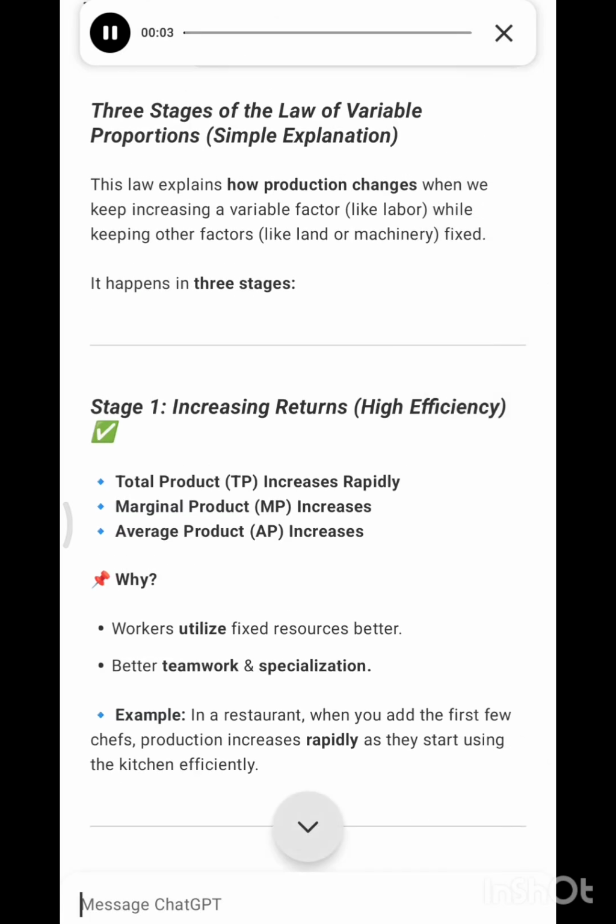Simple explanation. This law explains how production changes when we keep increasing a variable factor like labor, while keeping other factors like land or machinery fixed. It happens in 3 stages.